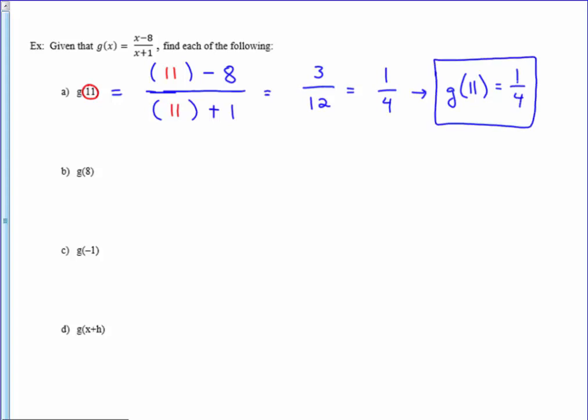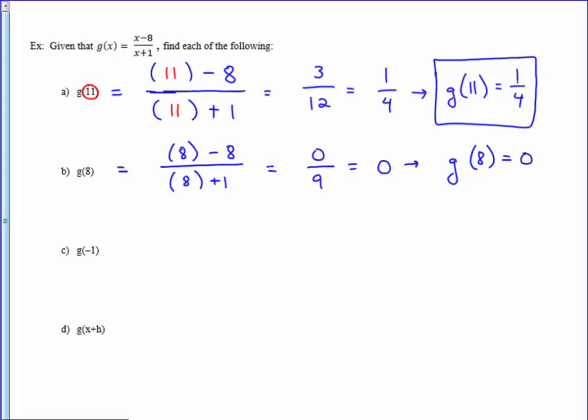For the next part, it asks for g of 8. So that would mean substitute 8 in place of the original x. On the top, we're going to get 8 minus 8, which is 0. On the bottom, we get 9. 0 divided by 9 is 0. And so g of 8 equals 0.